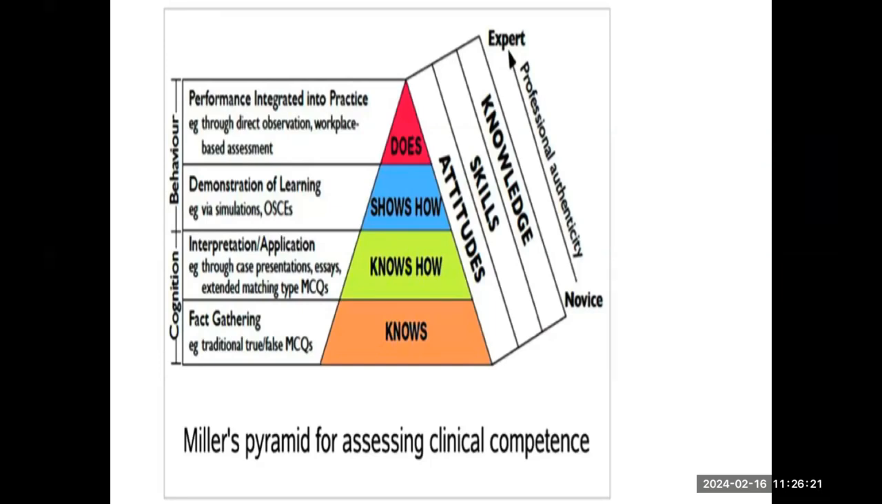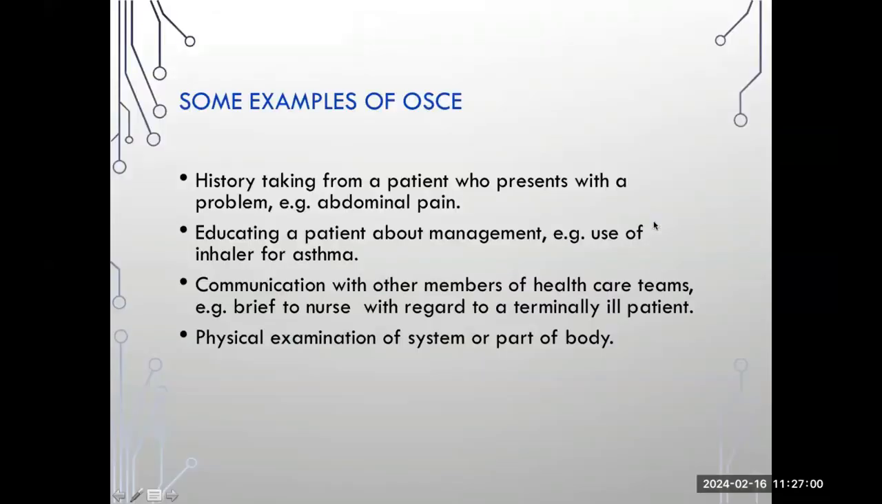So the lower two parts, knows and knows how, usually test the cognitive domain of the students, whereas shows how and does show the behavioral part, the skill part, or the affective domain of the students. So we want to test this part, shows how and does, in a setting where we don't actually put the patient, but put the students in a real life scenario, still a simulated, controlled environment, and still the student is doing what we desire him to do in a correct manner. That is how OSCE or OSPE came into being.